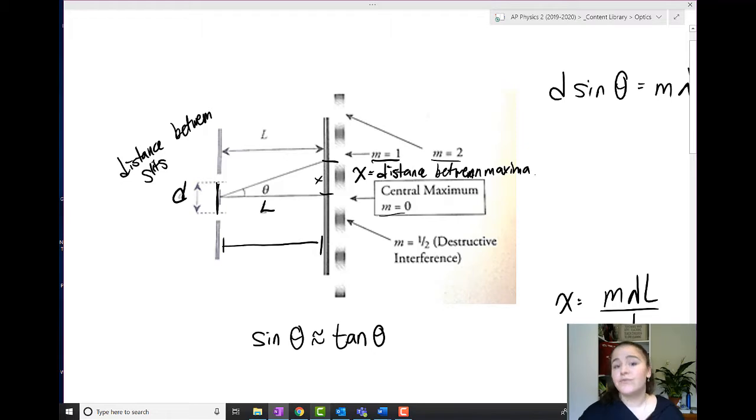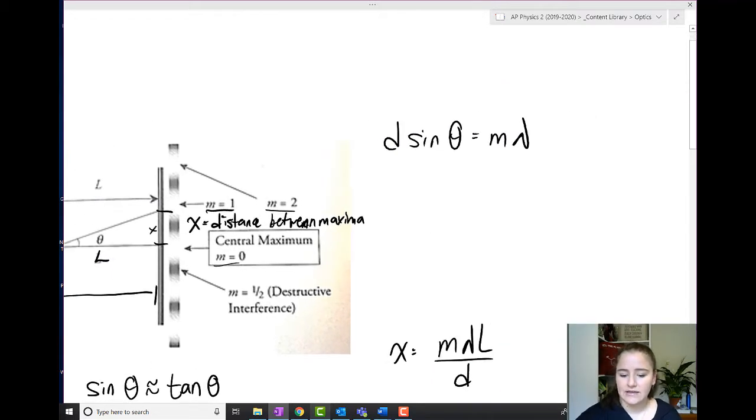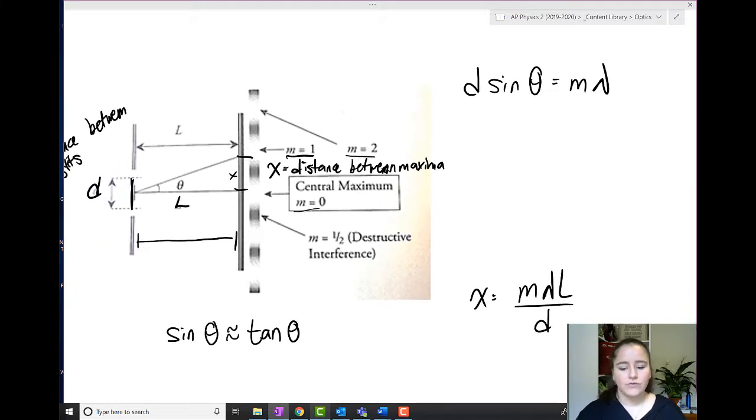Now, the version of this equation that's on your equation sheet is d sine of theta equals m lambda. Remembering that sine theta is going to be x over, I'm going to call this one little l for a second. Okay, so basically this says for whatever maxima, it's going to be some multiple of the wavelength, because the difference in those paths, if it's equal to one whole wavelength, then you get that first maxima.